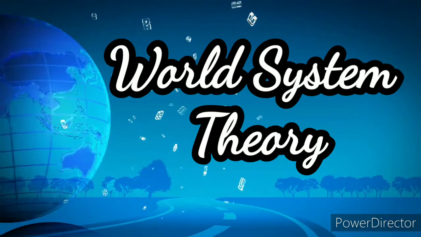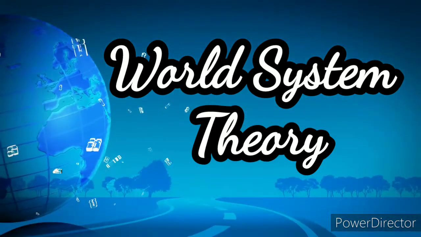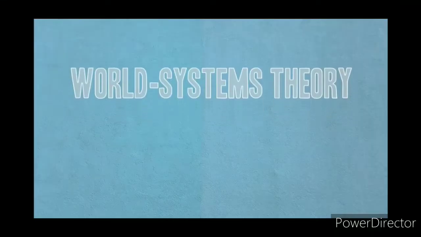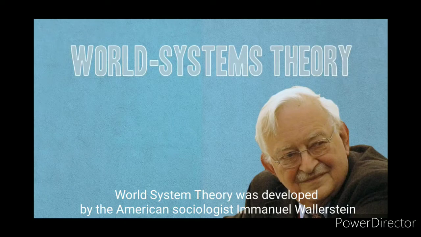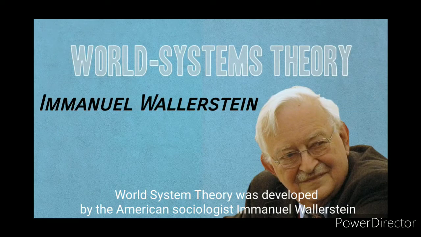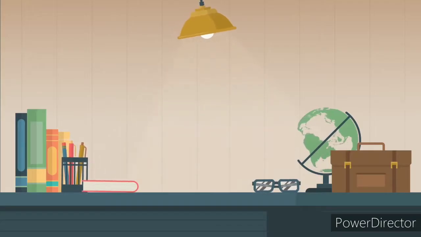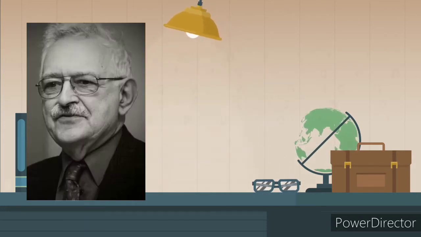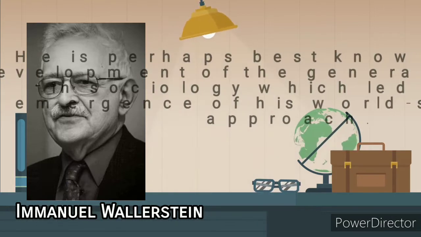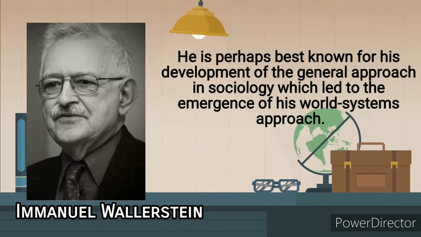When we talk about world system theory, what comes to your mind? The world system theory was developed by the American sociologist Immanuel Wallerstein. Immanuel Wallerstein is best known for his development of a general approach in sociology, which led to the emergence of his world system approach.